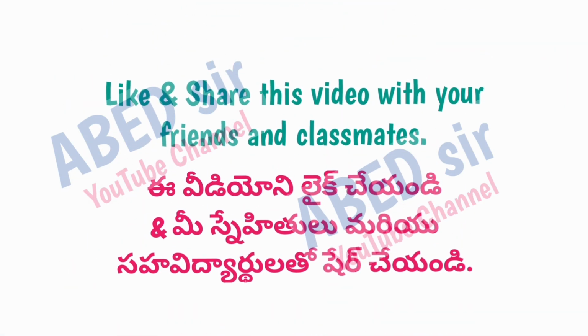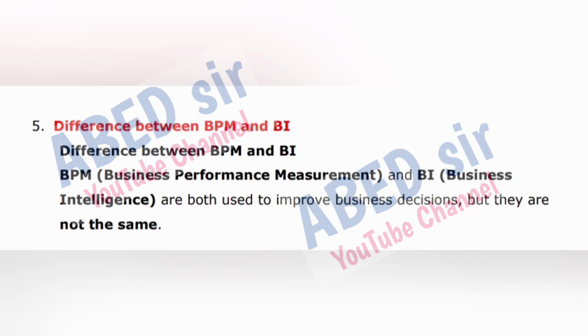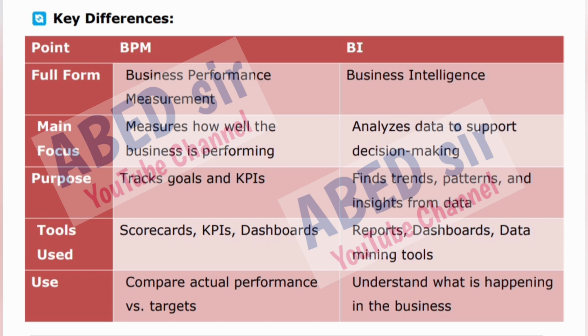Next important short question is 5. Difference between BPM and BI. BPM, Business Performance Measurement, and BI, Business Intelligence, are both used to improve business decisions, but they are not the same. Key differences. Point, BPM, BI.